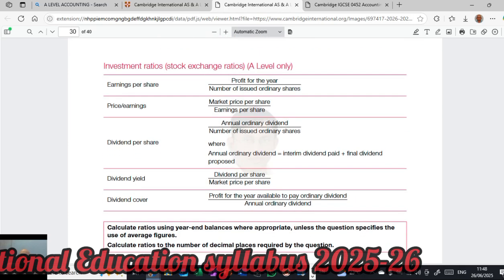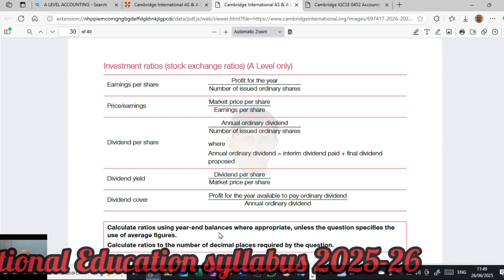Investment ratios, stock exchange ratios, A level only. Earnings per share, profit for the year over number of issued ordinary shares. Price earnings, market price per share by earnings per share. Dividend per share is annual ordinary dividend over number of issued ordinary shares, where actual annual ordinary dividend is equal to interim dividend plus final dividend proposed. Dividend yield, dividend per share upon market price per share. Dividend cover, profit for the year available to pay ordinary dividends over annual ordinary dividends.